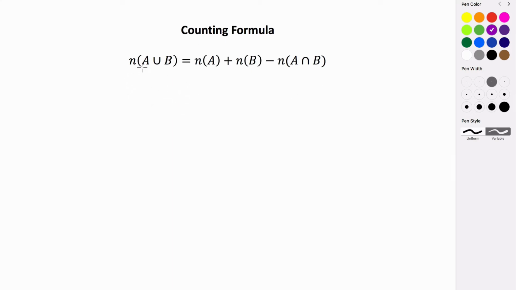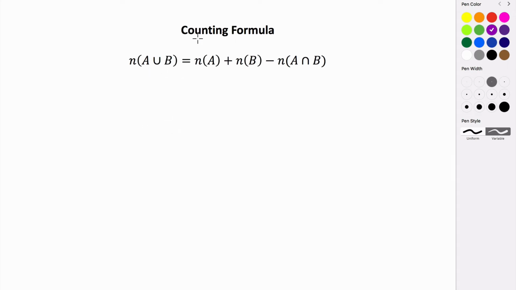So this notation here means the number of elements in the intersection, the number of elements in the union of A and B. This is saying the number of elements in set A, the number of elements in set B, and then the number of elements in the intersection of A and B. That little n with parentheses just means the number of elements that exist in that set.